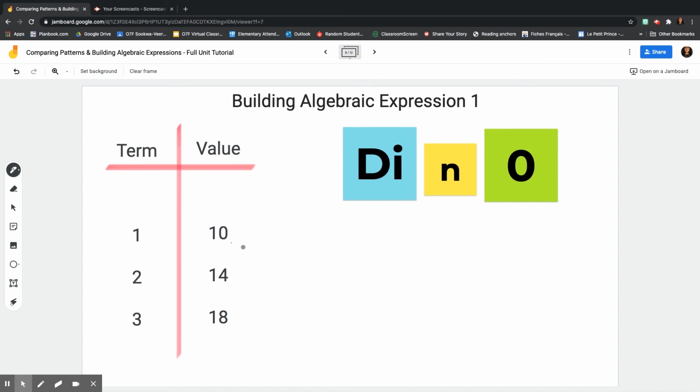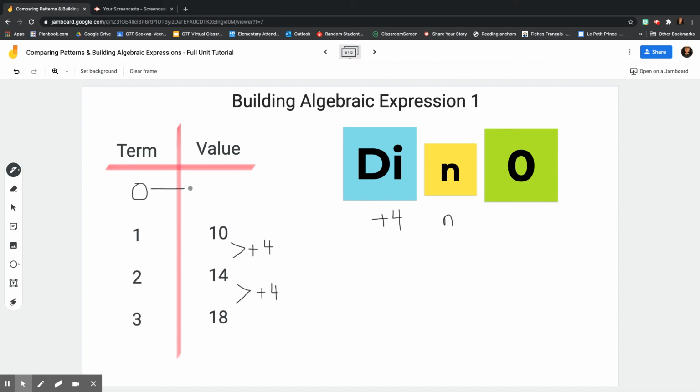So the first thing we would do is calculate here and say, okay, 10 to 14, we have a plus 4. And then 14 to 18, we have a plus 4. So that means that my DI, my difference between terms, is plus 4. My n, all I do is bring it down. And then my 0 term. So I have 1, 2, 3 in terms. I need to go 0.